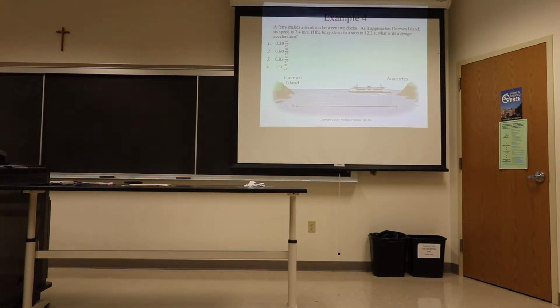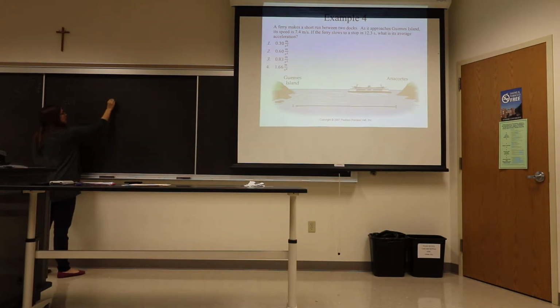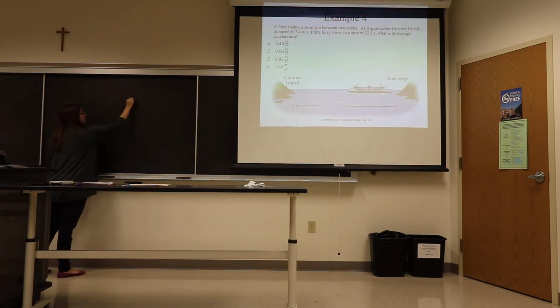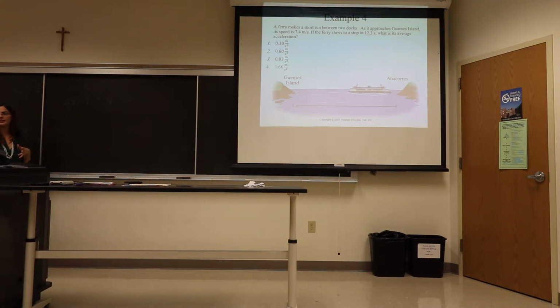And then it's approaching, and its speed is 7.4, and it's slowing to a stop. So I want to figure out what is delta v, because if I have delta v, I can easily figure out what this is. I don't know exactly what it is, but I do know that it's equal to the final minus the initial.